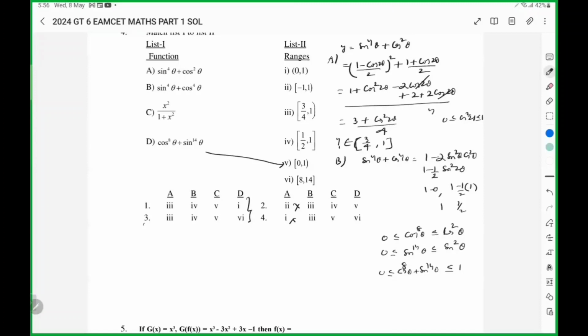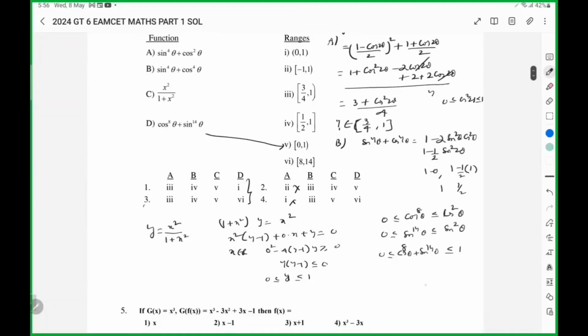So let us see x square by 1 plus x square also. Let us find out. 1 plus x square into y is x square. X square into y minus 1 plus 0x plus y equals 0. So x is a real number, b square minus 4ac, that means y into y minus 1. So y lies between 0 to 1.